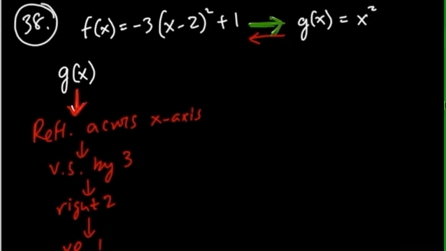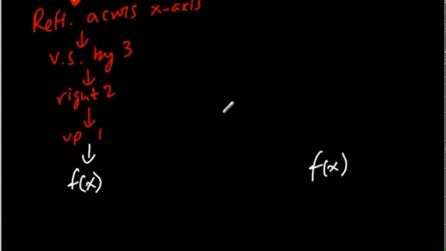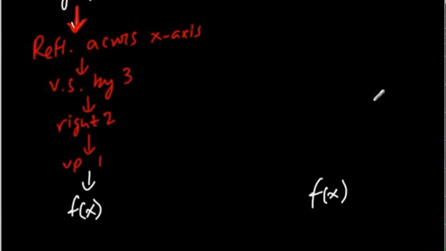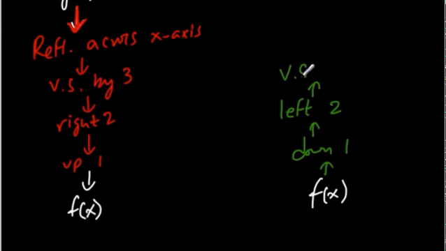This is the way that we're trying to go. So it's the exact opposite, right? If we want to go from f to g, and this was up 1, then going backwards it would be down 1, and the opposite of left 2 would be right 2. Now, vertical stretch by 3, so it's a vertical stretch by 1/3. And finally, the reflection just stays the same.